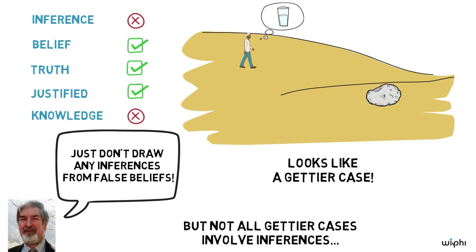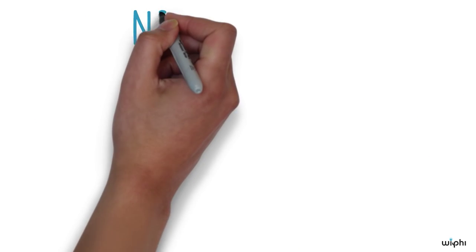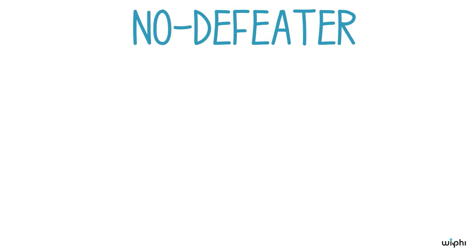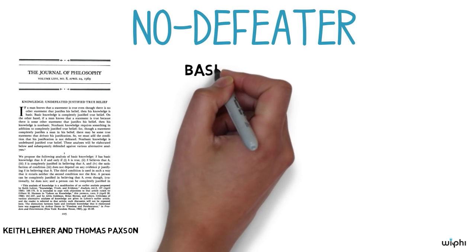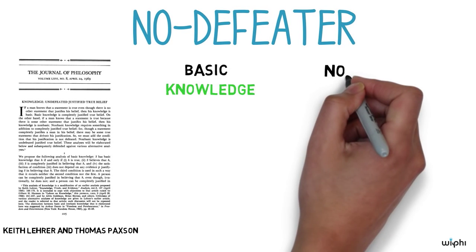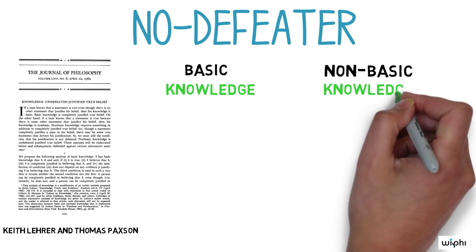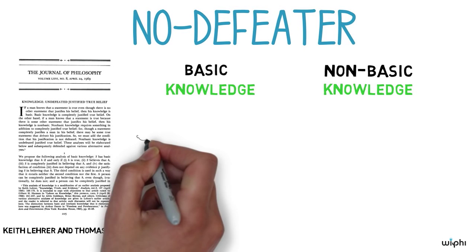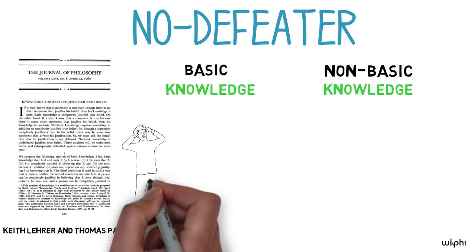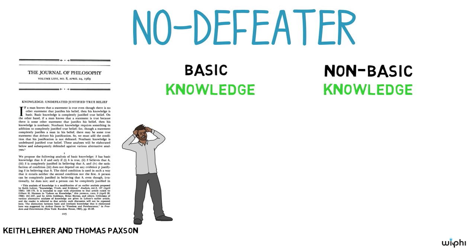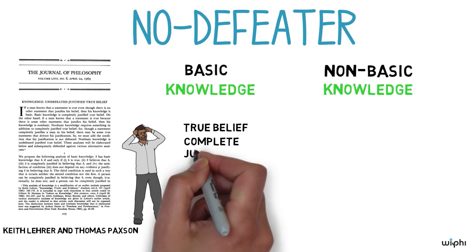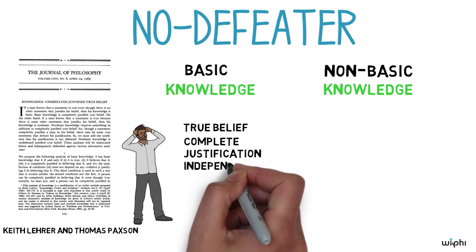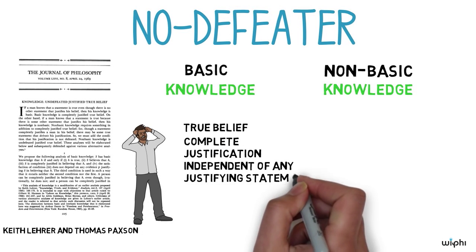A more sophisticated version of the no-false belief analysis is the NoDefeater analysis, developed by Keith Lehrer and Thomas Paxson in 1969. They divide knowledge into two kinds: basic and non-basic. Basic knowledge is the kind of self-evident awareness you have when you know that you have a headache, for example. Lehrer and Paxson analyzed basic knowledge as true belief for which there's complete justification that doesn't depend on any justifying statement.